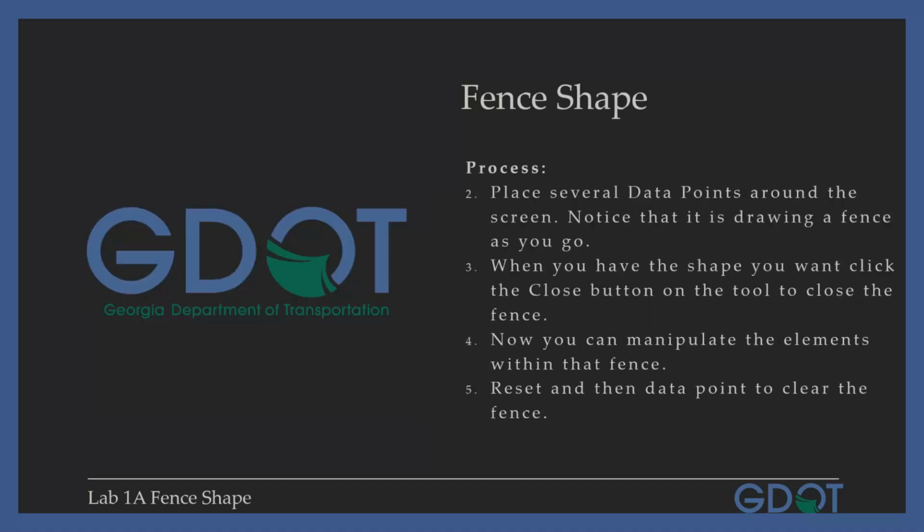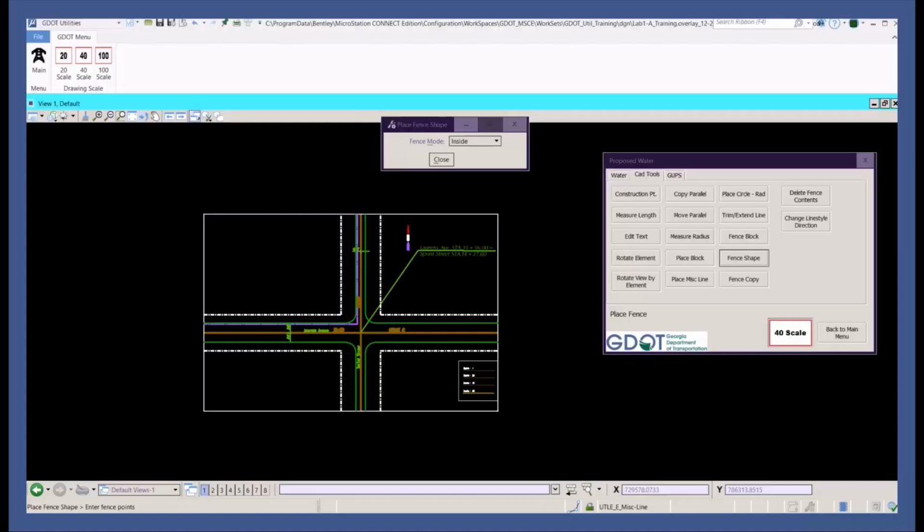Place several data points around the view. Notice that a fence is being drawn with each data point. When you have the shape you want, click the Close button on the tool to close the fence. The elements within the fence can be manipulated as needed. Reset, then data point to clear the fence.